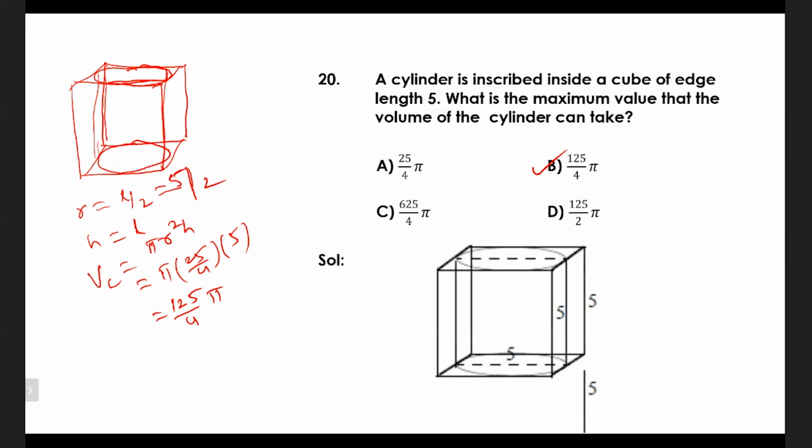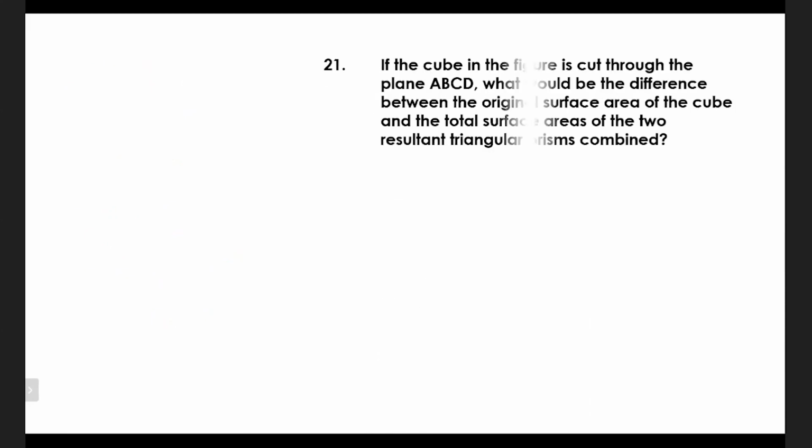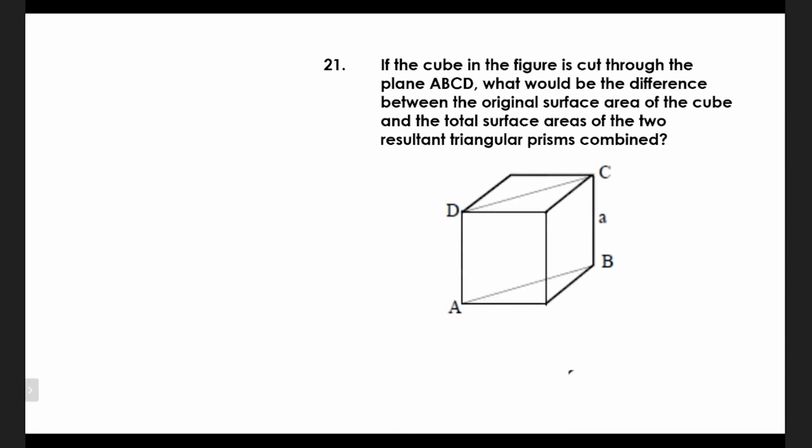Right, let us go to the next question. If the cube in the figure is cut through the plane ABCD, what would be the difference between the surface area of the cube and the total surface area of the two resultant triangular prisms?